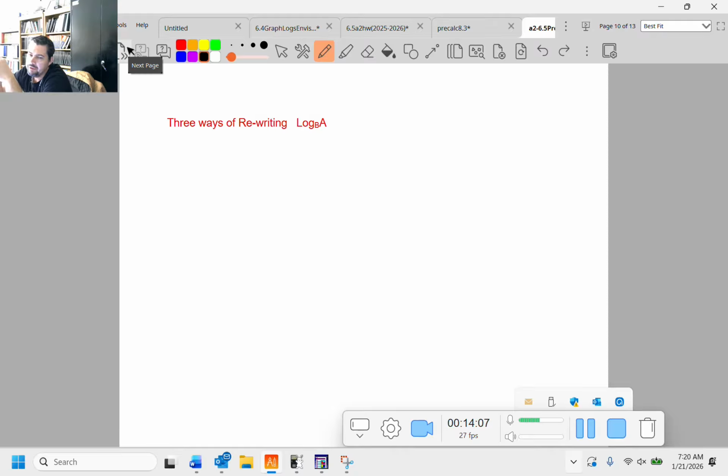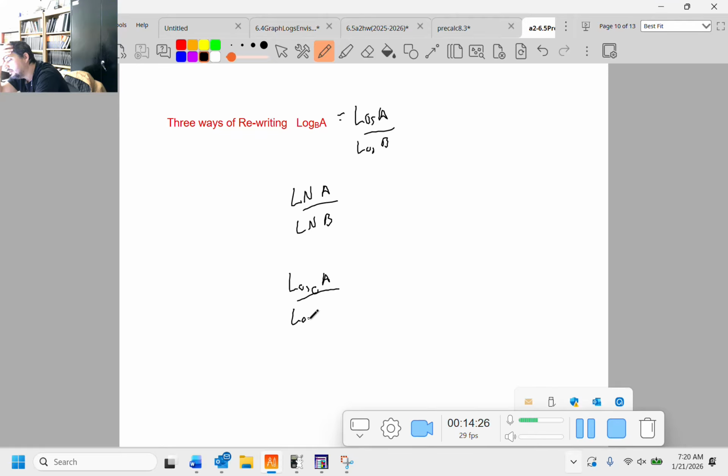3 ways of rewriting log base B argument A. It could be log of A over log of B. It could be the ln of A over the ln of B. And then there's the big one where you choose your own base. That's log base C of A over log base C of B. Bases stay down low. Bases are the bottom, right?